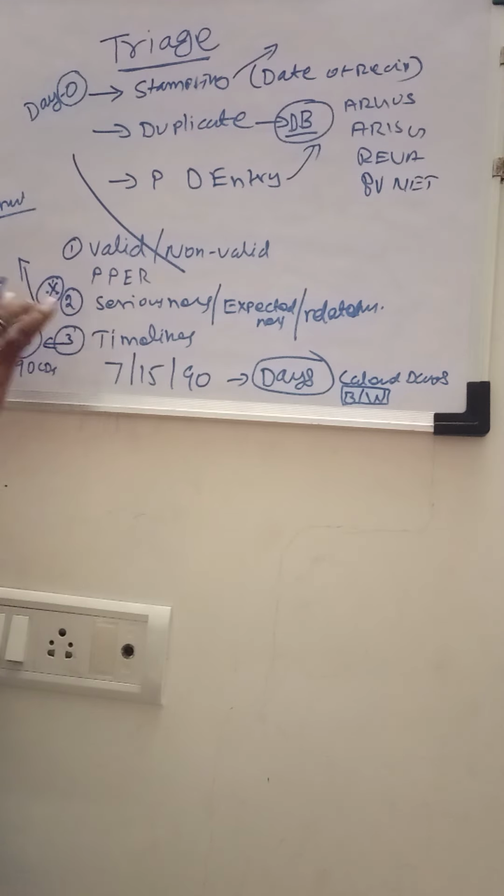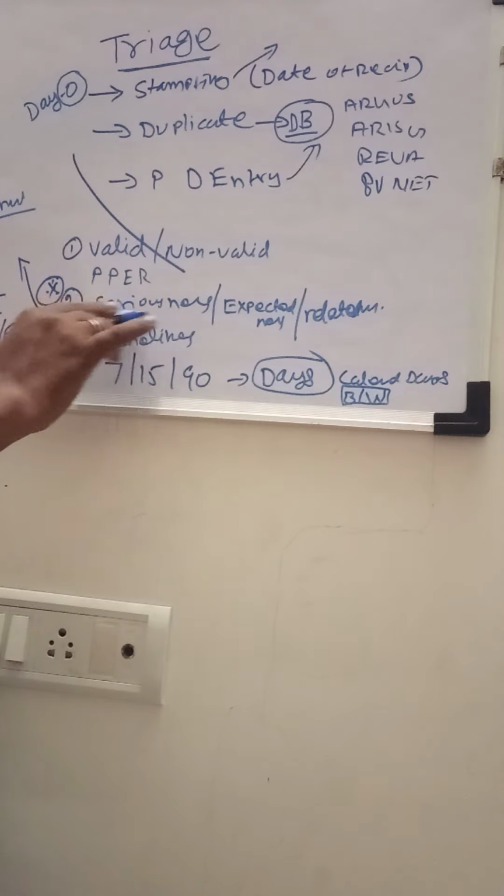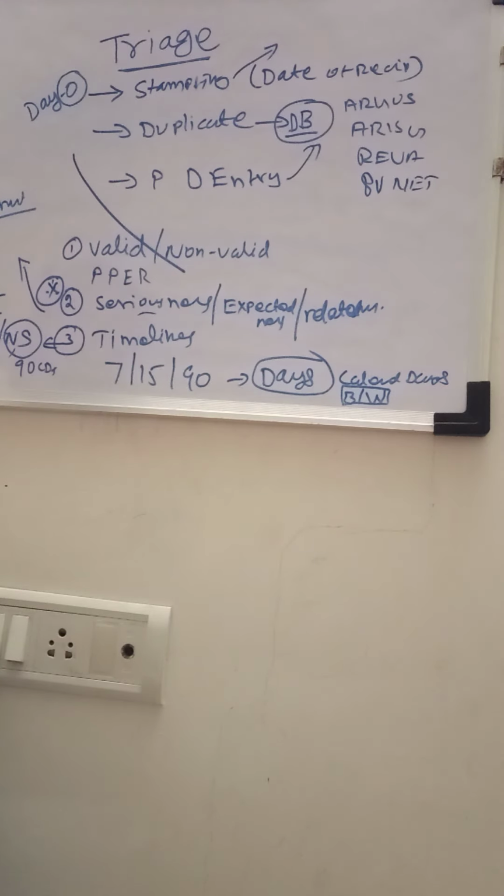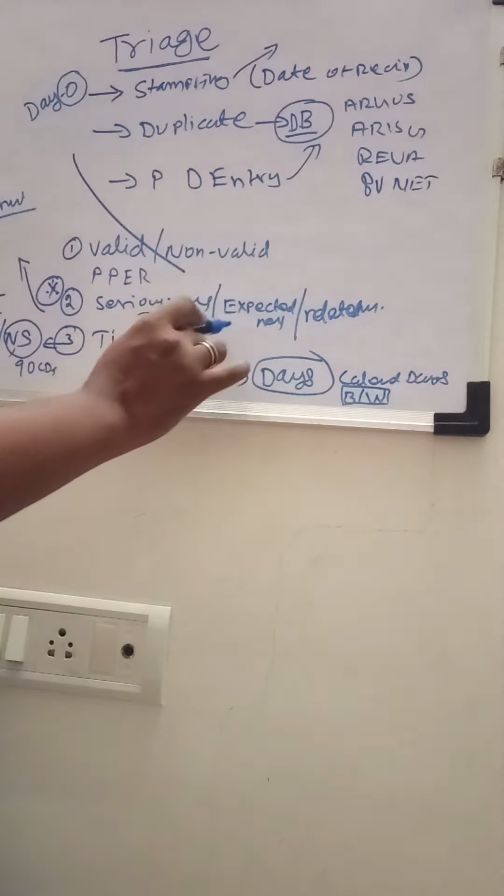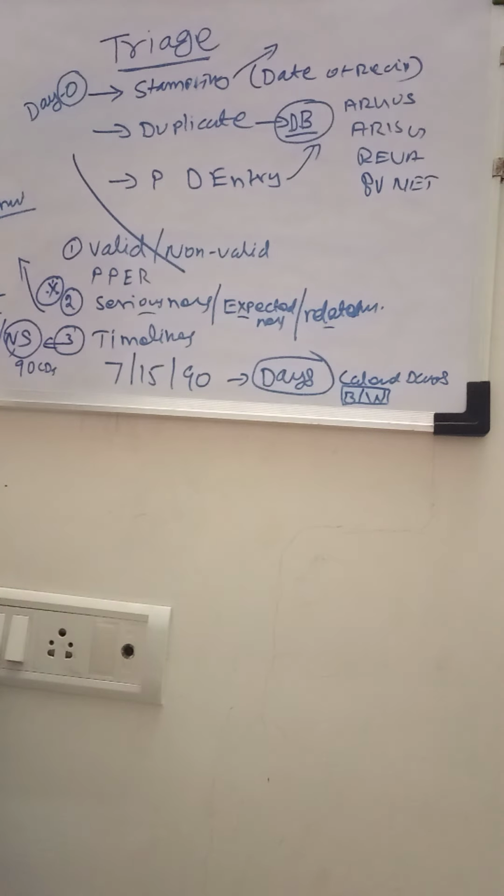So this is some basic information. We can go into what is serious, what is non-serious, how seriousness and expectedness would be checked, and what is meant by relatedness. Those things will come in subsequent educational videos.